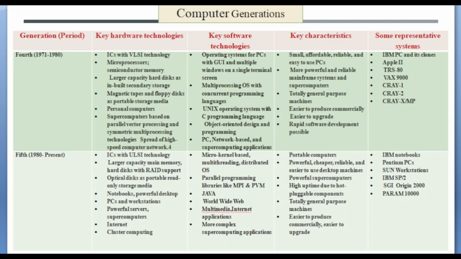The fifth generation computer is based on IC with ULSI technology, that is ultra large scale integration technology, and larger capacity main memory were used, optical discs as portable read only storage media, and we are getting notebooks, powerful desktops in this generation, powerful servers, supercomputers we are getting from fifth generation of computer. Commonly known examples of fifth generation are IBM notebooks, Pentium PCs, Sun workstation, IBM SP2 series. These are the examples of fifth generation of computer.